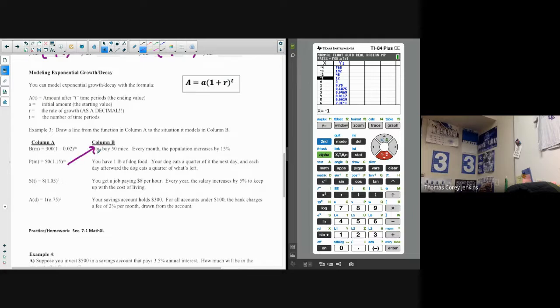And then let's just do maybe, say one more. Let's see if we can find, okay, this would be a decay one. You have 1 pound of dog food. Your dog eats a quarter of it the next day. And each day afterward, the dog eats a quarter of what's left. So this would be decay. So our initial amount is 1. And then our r is actually going to be negative 0.25. So here we're going to have 1 minus 0.25. So we want 1 and then times 0.75 is what we'd be looking for. So this guy right here. And then I'll let you try the next two. Okay.